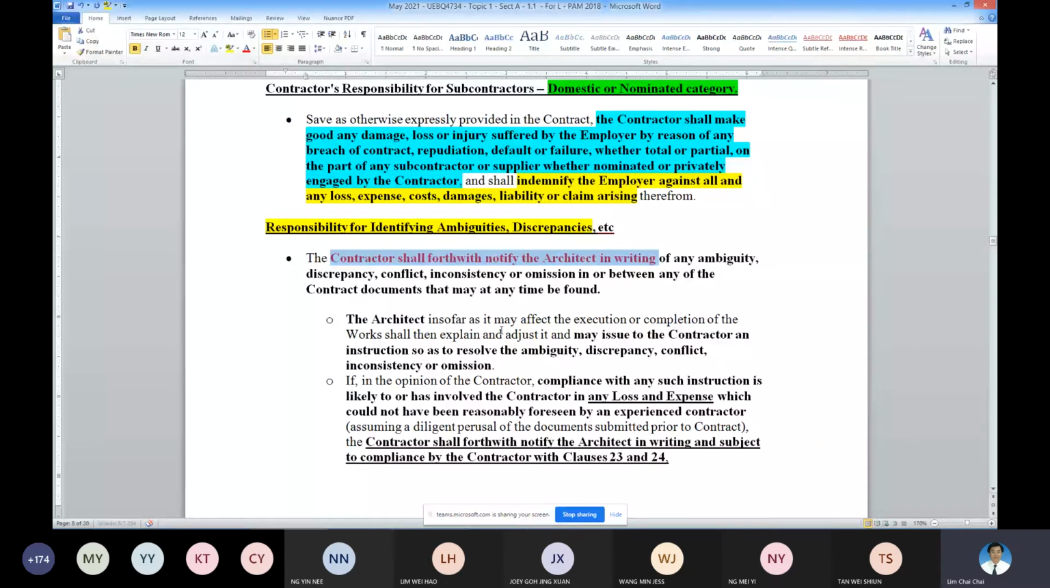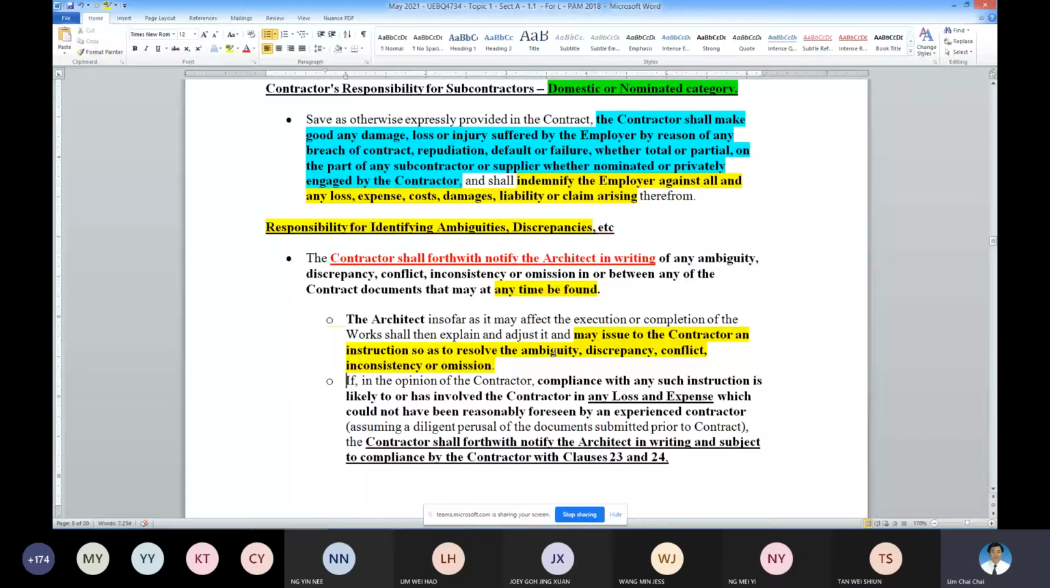Responsibility for ambiguity is the contractor's responsibility, if possible, so that the contractor will ask the consultants for further instruction. Because if any discrepancies, conflicts, or inconsistency are located at any time, then the architect has to resolve by giving instruction. The architect is the only person that can resolve this, and no other people. Issue instruction to the contractor to resolve the ambiguity, discrepancies, conflict, inconsistency, or omission.